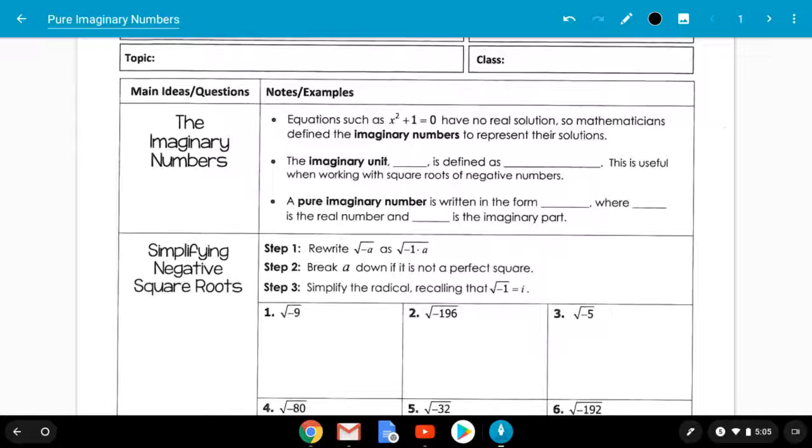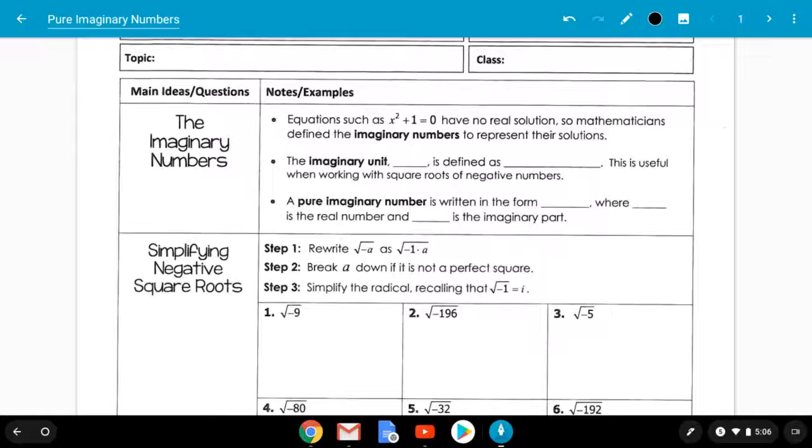So what is an imaginary number? It's when an equation such as x squared plus 1 equals 0 would have no real solutions, because if I subtract 1 from both sides, I would get x squared equals negative 1, and in reality I cannot take the square root of a negative number. If I put the square root of negative 1 in a calculator, it is going to say error, non-real answer.